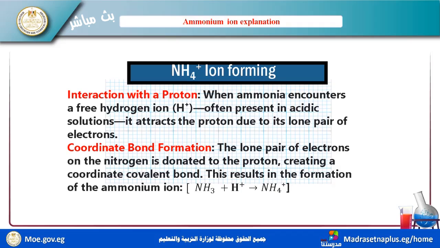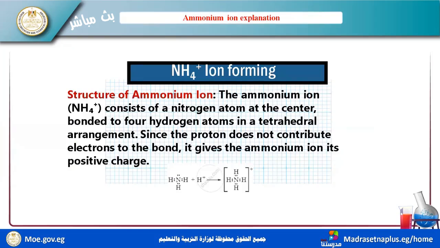Now I have many differences between these compounds. I have many types of bonds. In ammonium NH4OH, I have ionic bonds, and I have covalent bonds, and I have coordinate bonds. Now we have the ammonium ion formation, the structure of the ammonium ion. The ammonium ion NH4 positive consists of a nitrogen atom at the center bonded to 4 hydrogen atoms in a tetrahedral arrangement.